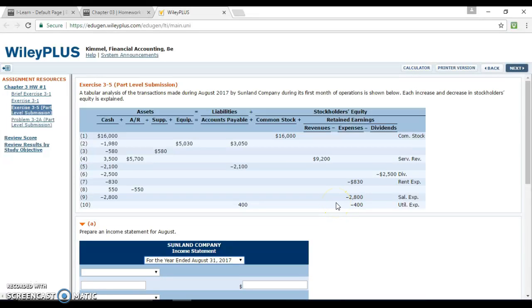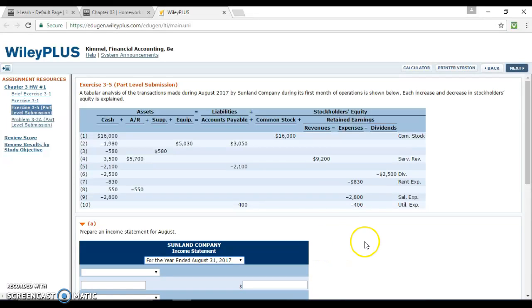I am going to take you through exercise number 5 in chapter 3, where we're going to be building some income statements. The instructions are, as you can see here, a tabular analysis of the transactions made during August 2017 by Sunland Company during its first month of operations is shown below. So here's our information. Each increase and decrease in stockholders' equity is explained. So we should be pretty familiar with this by now. There's some information over here that we'll be able to use.